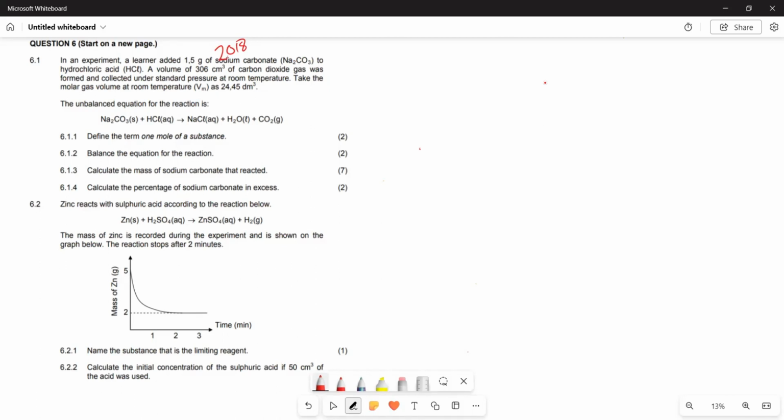Now in this question, they say in an experiment, a learner added 1.5 grams of sodium carbonate to hydrochloric acid. A volume of 306 cm³ of carbon dioxide gas formed and was collected under standard pressure at room temperature. Take the molar volume at room temperature as 24.45.